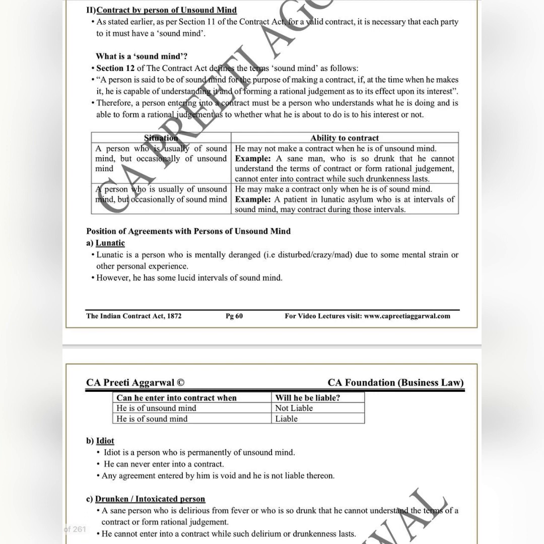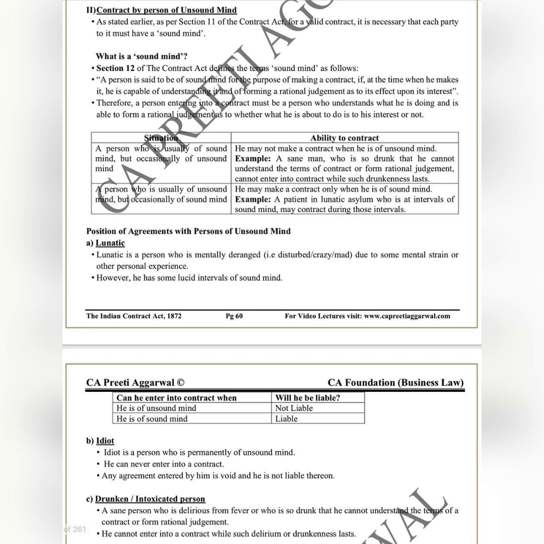A person who is of unsound mind means a person who is not capable of taking decisions for himself. He is not a rational person. He cannot make judgments, he cannot form an opinion, he cannot judge whether this contract is in my favor or it is against my interest. Therefore, such contracts are void.